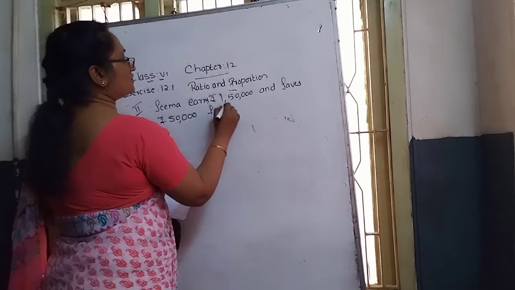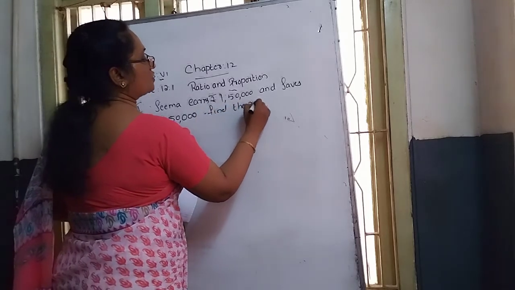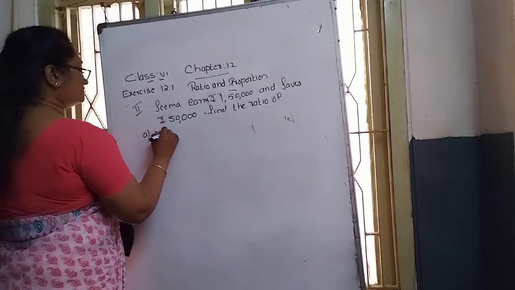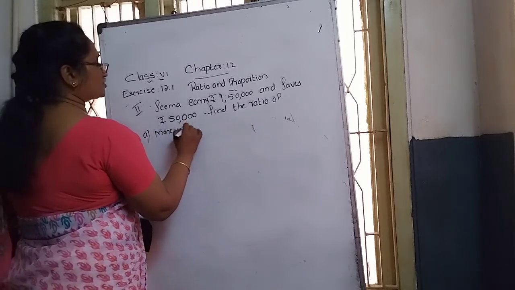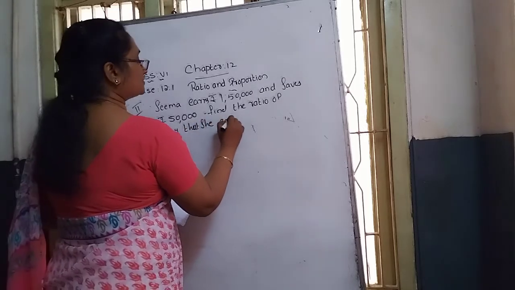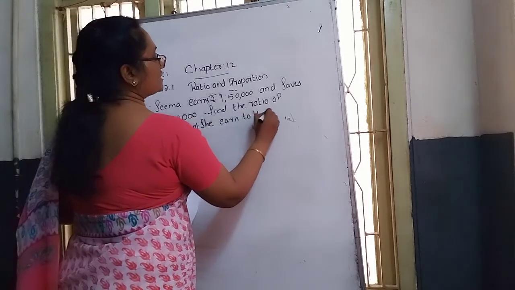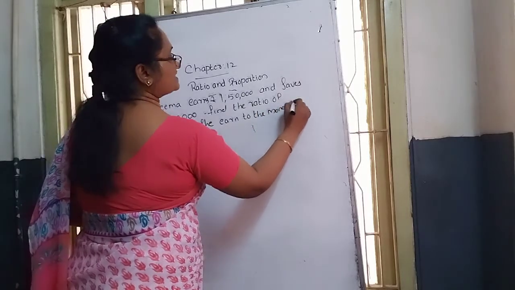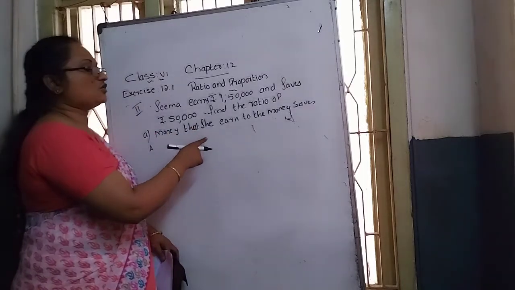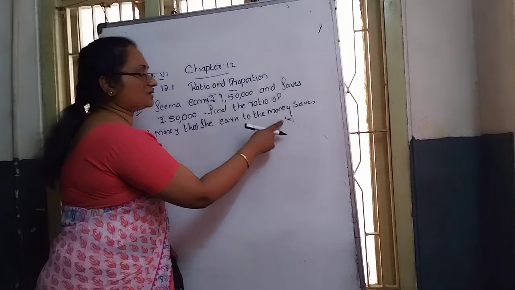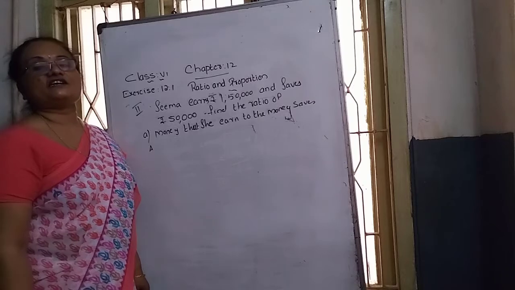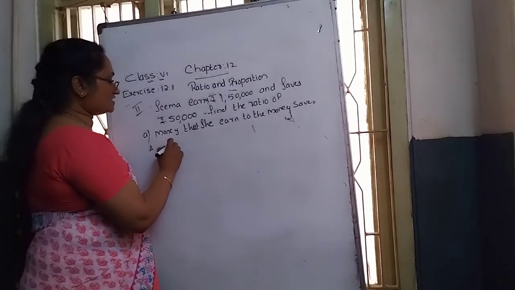Find the ratio of the money that she earned to the money she saves. In the first part, they ask us to find the ratio of how much she earns to the money she saves, that is, the earning amount to the saving amount.